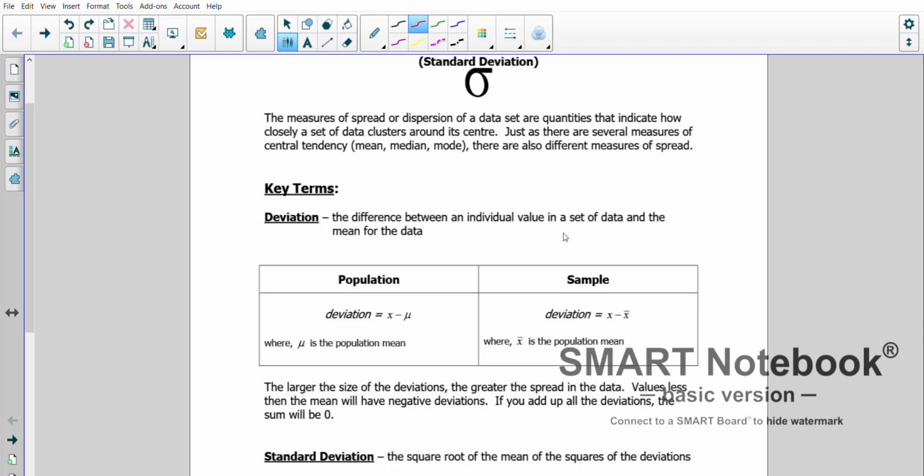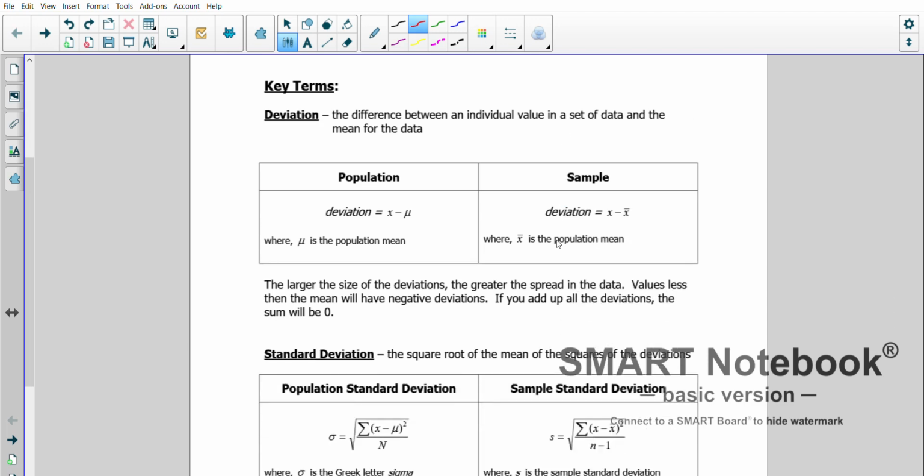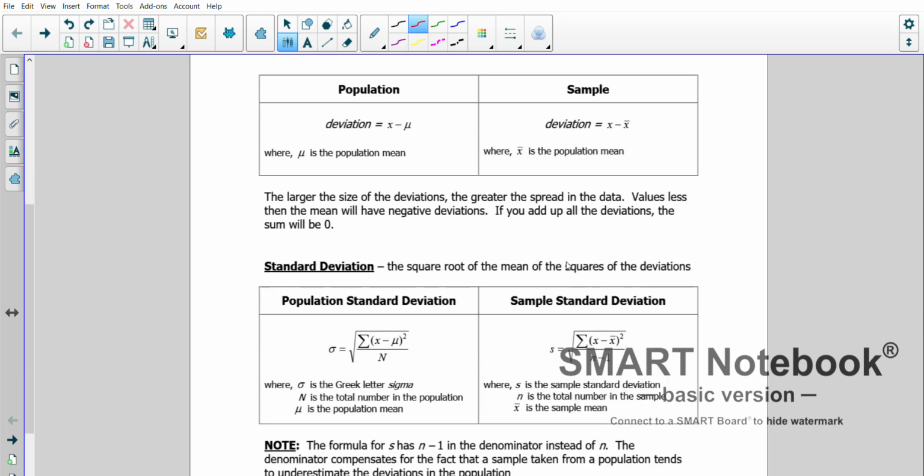So just a couple key terms. A deviation is a difference between an individual value and the mean. So if you know the average of the value and you take one of your data points and you subtract it, that would be a deviation. So if you have a class average, if your average in my class is 80 and you get a 75 on your test, your deviation would be -5. So the larger the size of the deviations, the greater the spread.